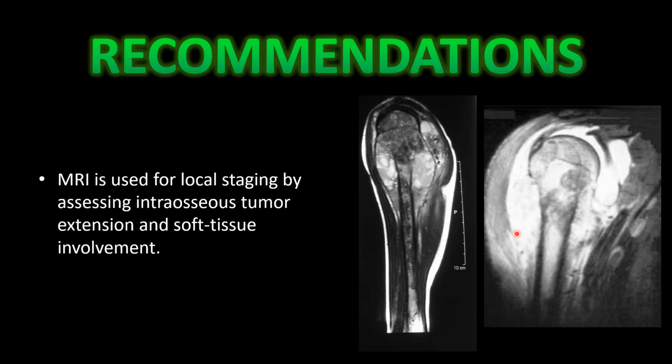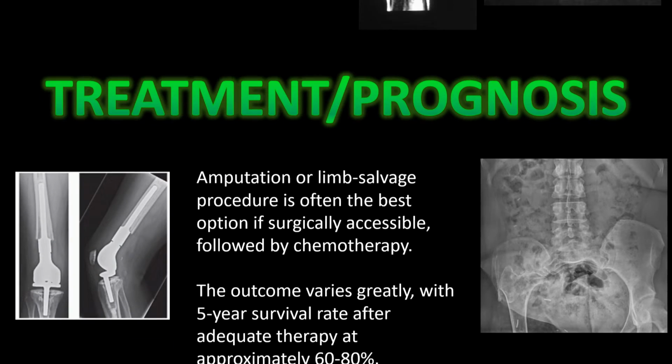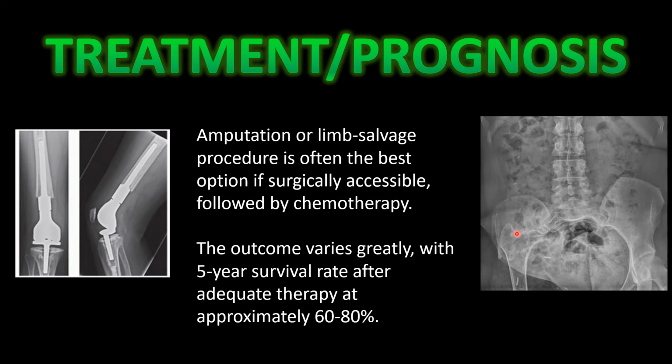And to reiterate, anytime an osteosarcoma is discovered on an X-ray, advanced imaging such as MRI is going to play an important role of staging that lesion and also assessing any involvement of the adjacent soft tissues. When it comes to treatment and prognosis of an osteosarcoma, amputation or a limb salvage procedure is often the best option if surgically accessible, followed by chemotherapy. And the outcome varies greatly, with 5-year survival rate after adequate therapy at approximately 60 to 80%.